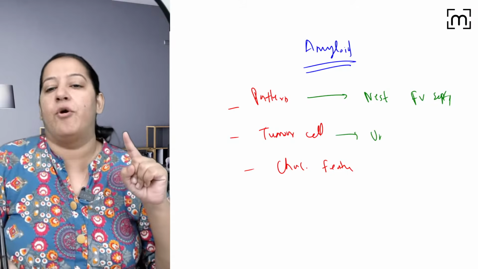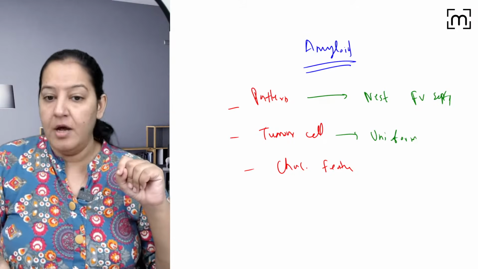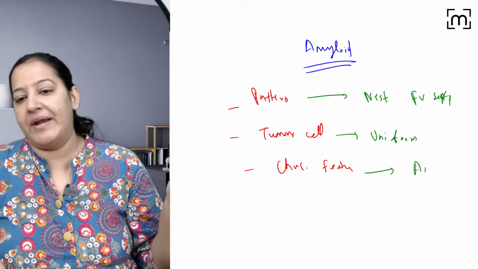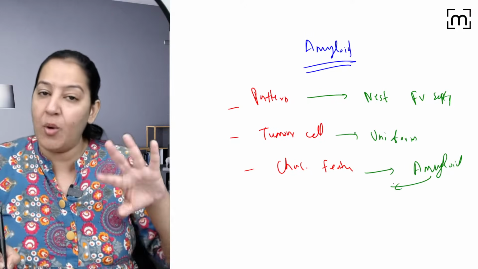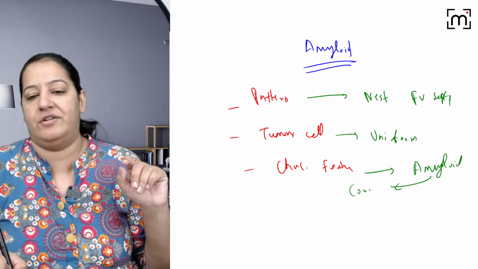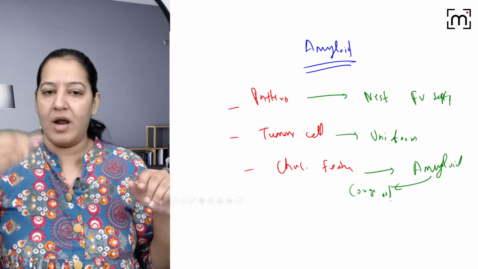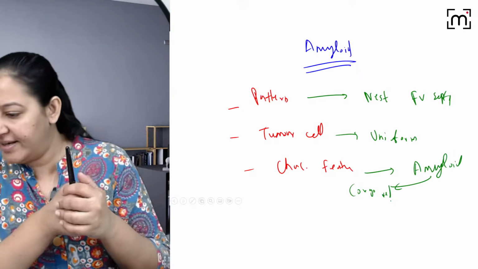Tumor cells are uniform. All the tumor cells are uniform. The unique feature is the background amyloid. The background stroma has pink-colored amyloid, which converts to apple green color on Congo red. So these are all the important points regarding amyloid histology.